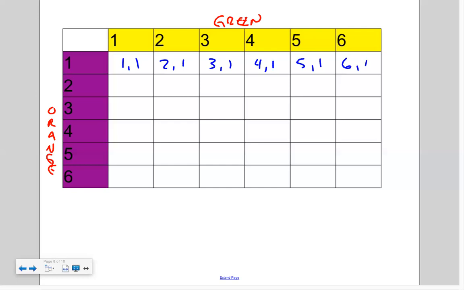Then the numbers in front stay the same, but now I'm rolling a 2 on my orange cube. So 1, 2, 2, 2, 3, 2, 4, 2, 5, 2, 6, 2. And this is tedious, but you have to do this sometimes in order to figure out your sample space, because if we want to know details about the sample space, we need to know what it looks like. And you'll see with some of the questions I'm going to ask, they'd be hard to answer unless we had this list.